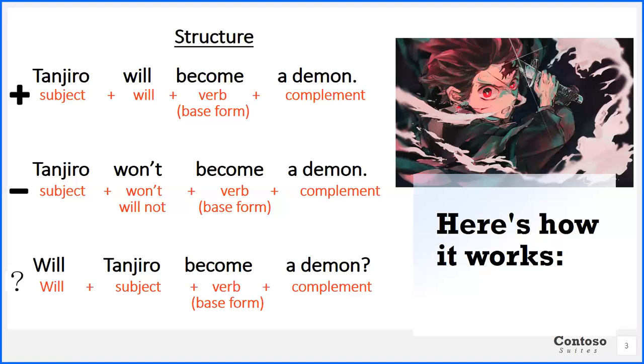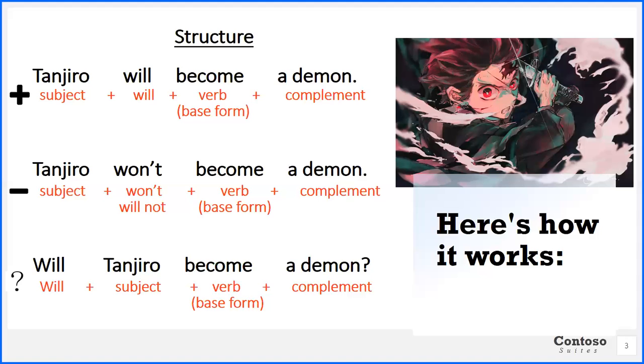And if we want to make it a question, the same way we make every other question where we change the first two and we swap their places, the first two things of our structure. In this case, we're going to do the same thing. So we're changing the subject and will. We're changing their positions. So now we're going to start with will, and then we're going to proceed to the subject. So our example would be, will Tanjiro become a demon? All right. So that would be our question form.